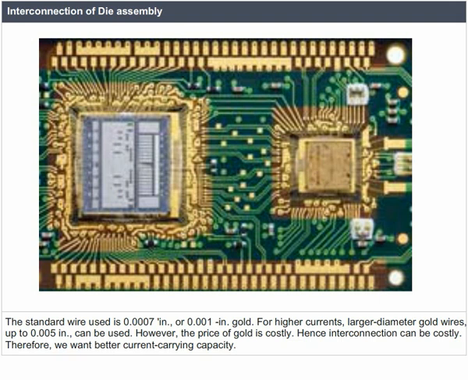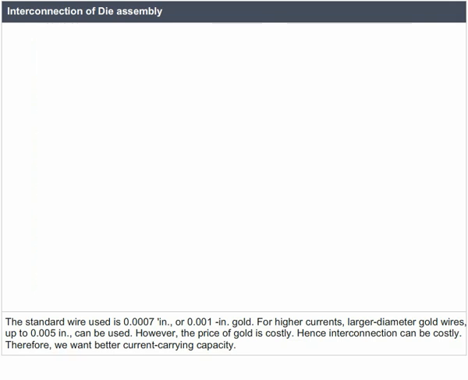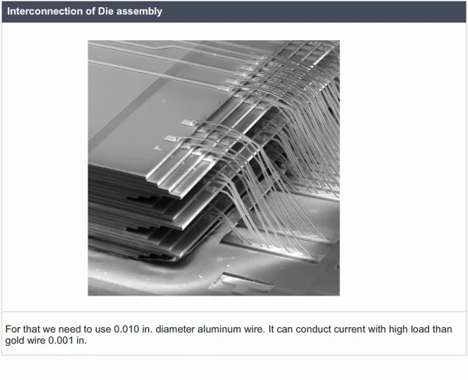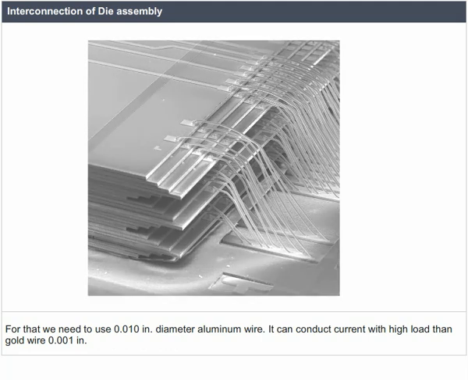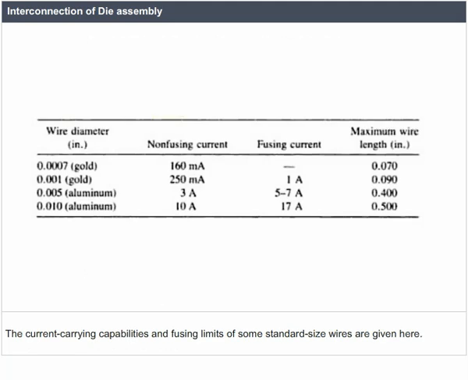Therefore, we want better current carrying capacity. For that, we need to use 0.010 inch diameter aluminum wire. It can conduct current with a higher load than 0.001 inch gold wire. The current carrying capabilities and fusing limits of some standard size wires are given here.